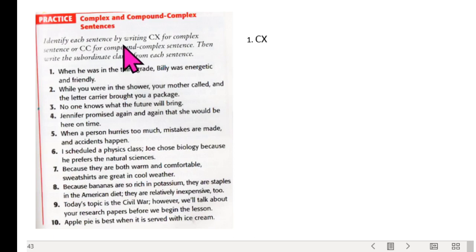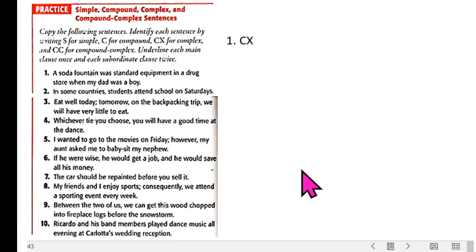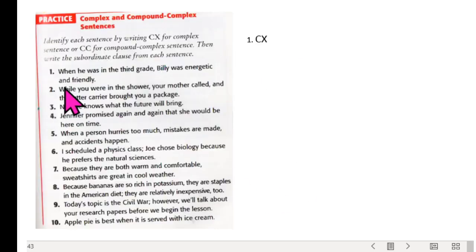Identify each sentence by writing CX for complex, CC for compound complex, and then write a subordinate clause from each sentence. That I didn't do, but I'm gonna tell you. When he was in the third grade, that's obviously the subordinate clause. Billy was energetic and friendly. Billy was energetic and friendly is obviously the independent clause. What type of clause is this? If there is subordination, complex.